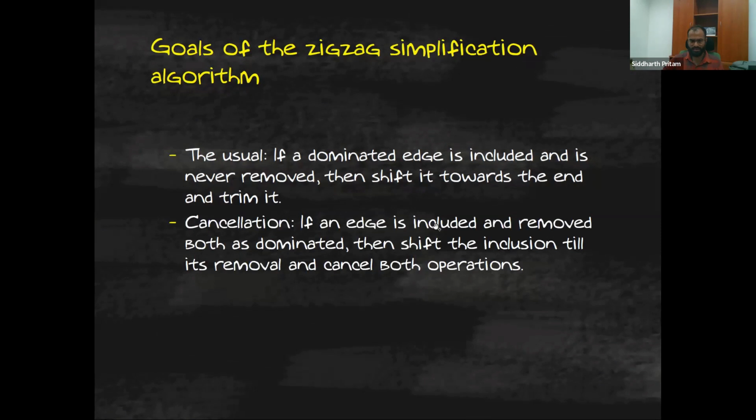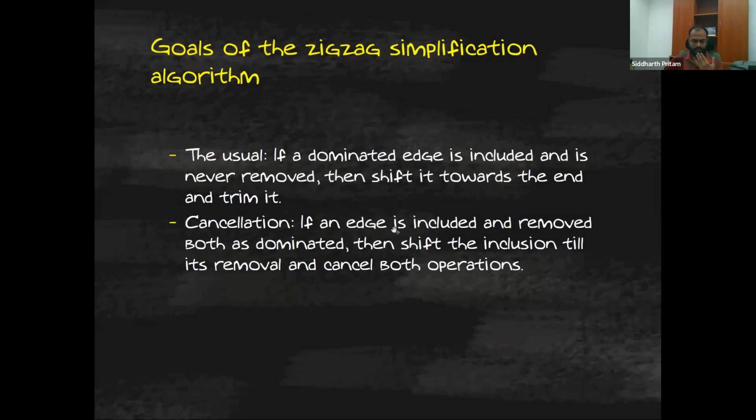The other thing which could also be done is that if you include the edge and remove it, and at both instances it's dominated, then what you can try to do is see if we can shift the inclusion towards the removal, and once it arrives there, dominated, we can cancel both operations together. So this way we remove two operations at once, and this is very common in practice. Some edge is included and removed immediately. There are examples in practice, for instance computing standard persistence using zigzag persistence, where this phenomenon is very common.